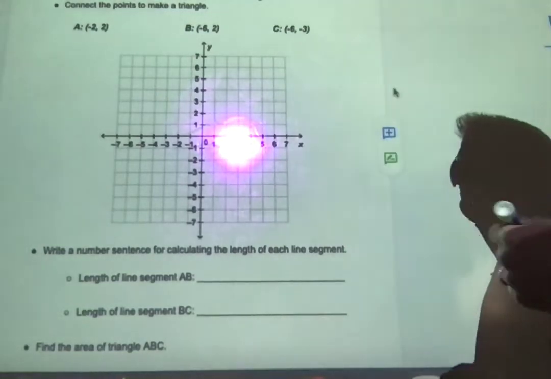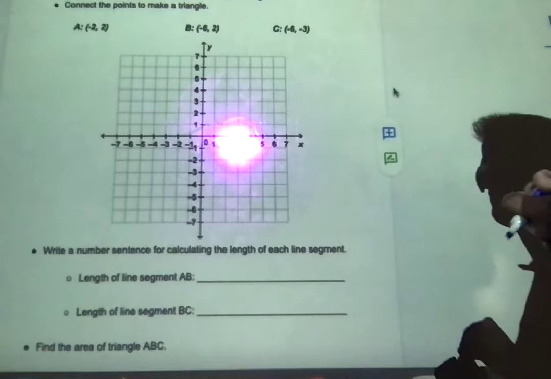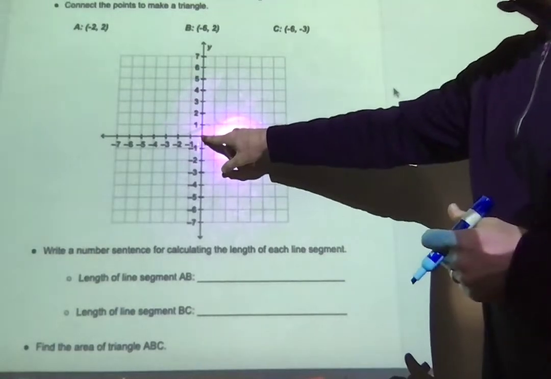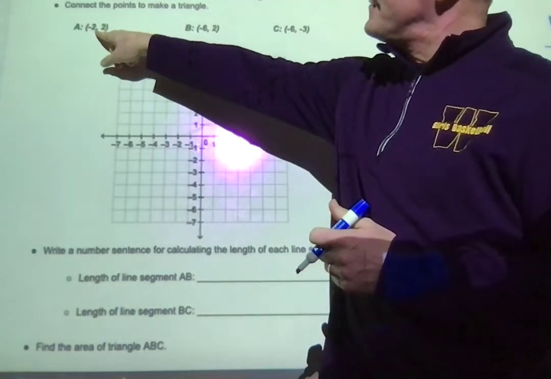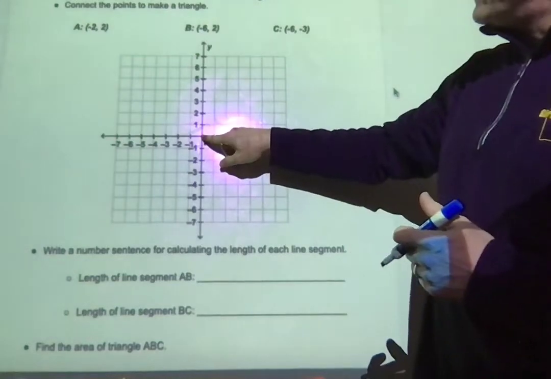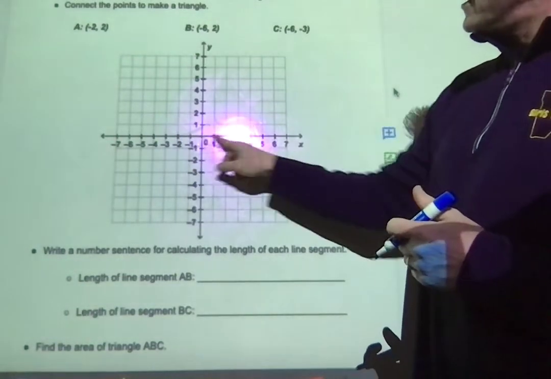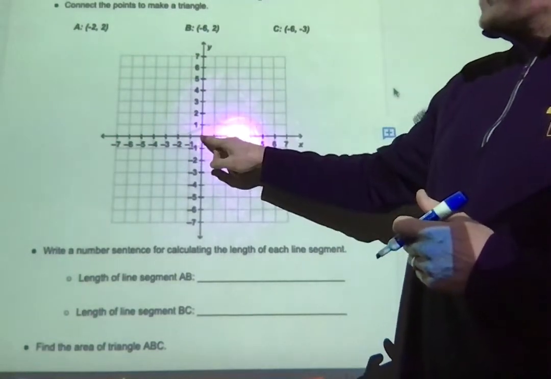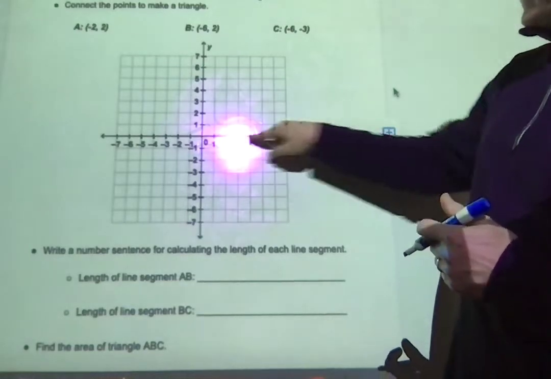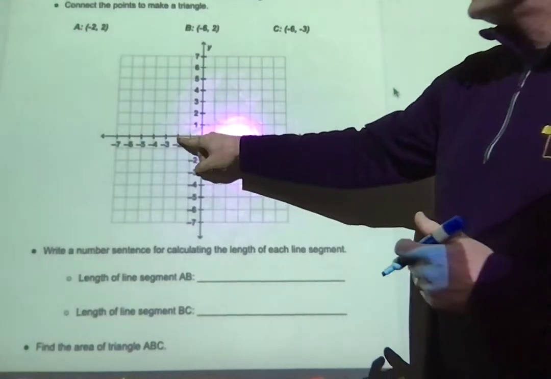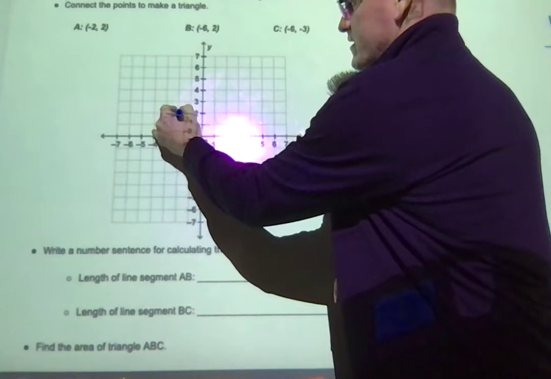All right, so at the first part here, we're going to plot and label these points A, B, and C up here and connect them to make a triangle. Remember, we always start at the origin here. So in our coordinates here, -2, 2. So we always go left or right first, and then we go up and down on the y because x comes before y, and this is the x-axis. So -2, up 2, and we want to label our points.